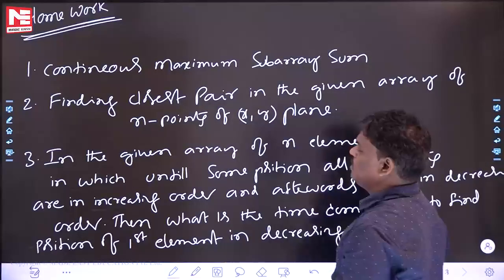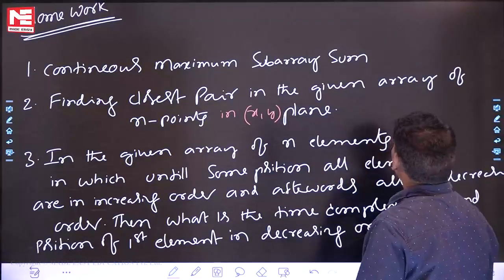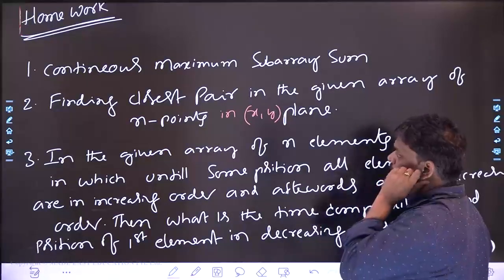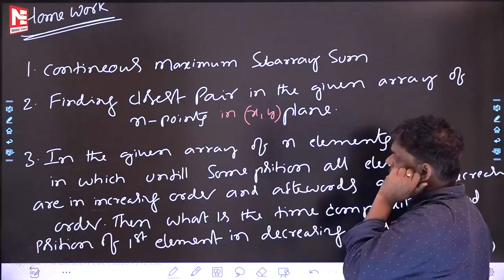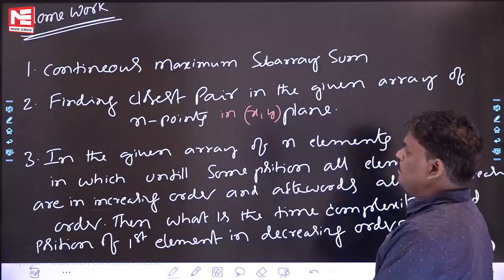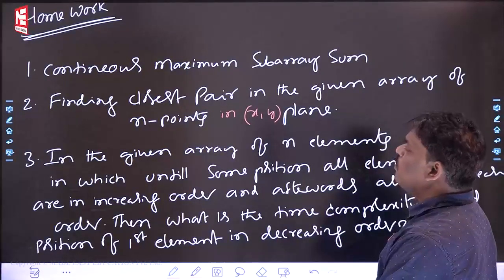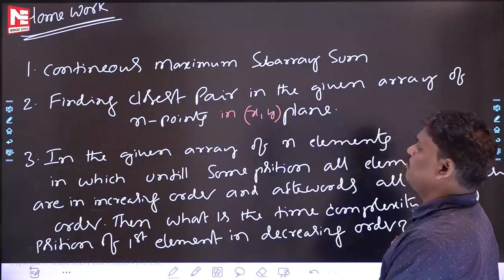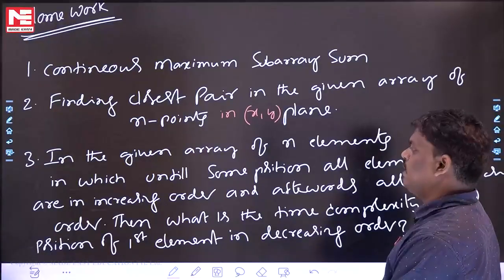Next one. See the second one. Finding the closest pair among n points in the xy plane. This is also a well-known problem. On YouTube there is one nice video. Please go through it. Using divide and conquer you can solve it. Finding the closest pair among n points in the xy plane. This also you have to take care of.